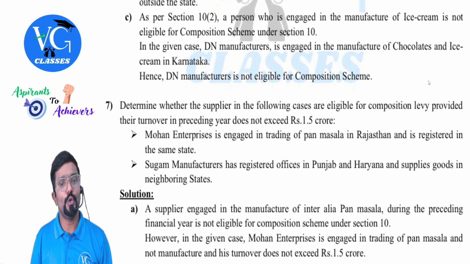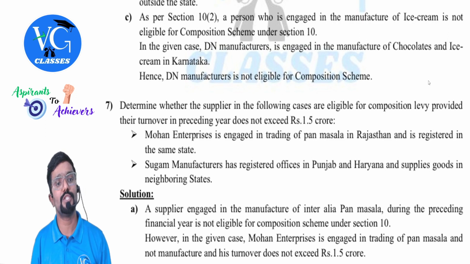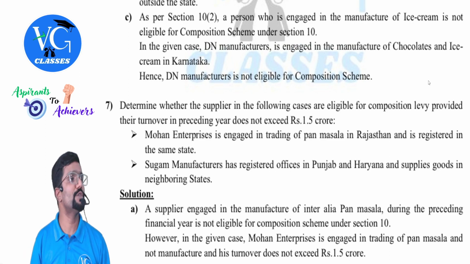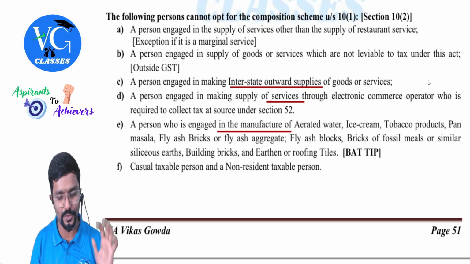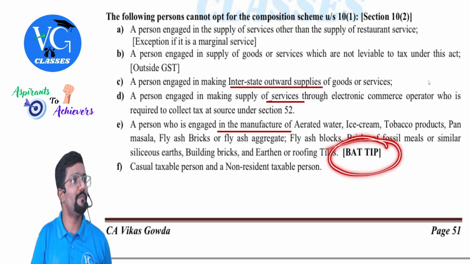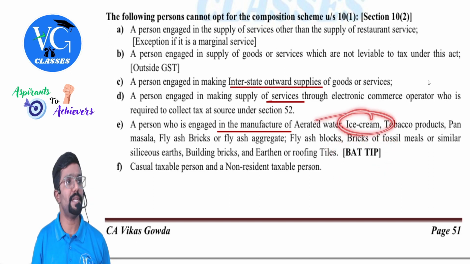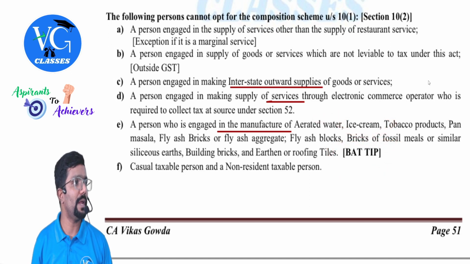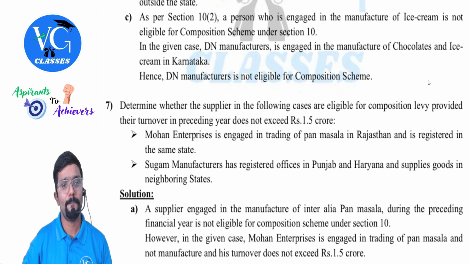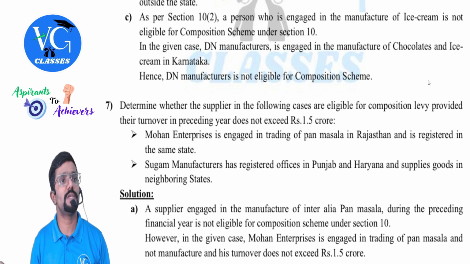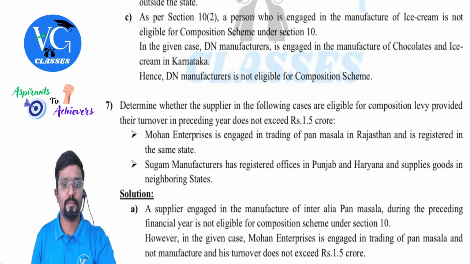As per section 10(2), a person who is engaged in the manufacture of ice cream is not eligible for composition scheme, guys, because it is one of the notified goods. Which is it? Ice cream. Yes. Hence, DN Manufacturers is not eligible for composition scheme. Take down.